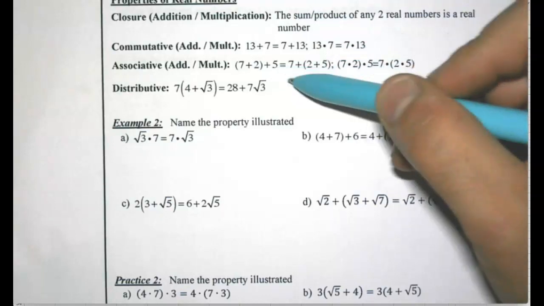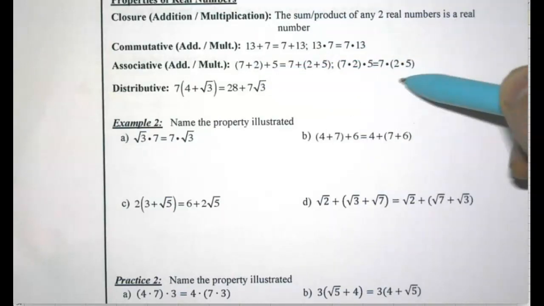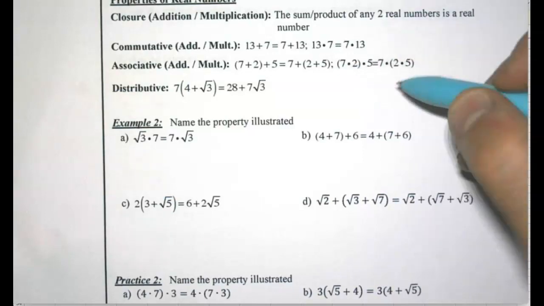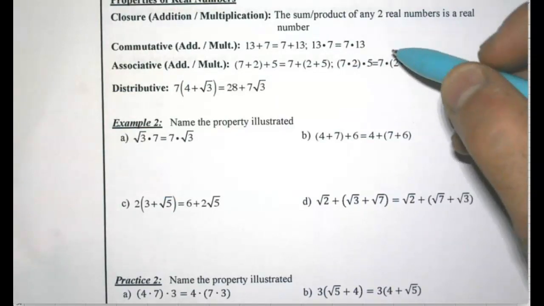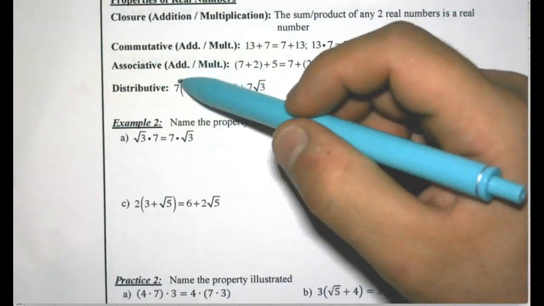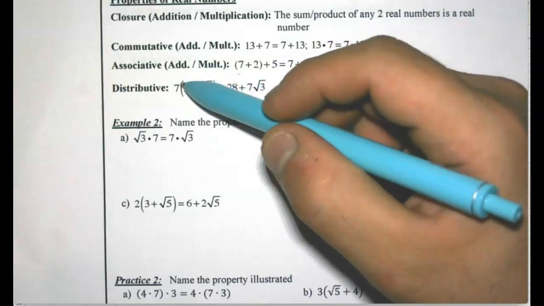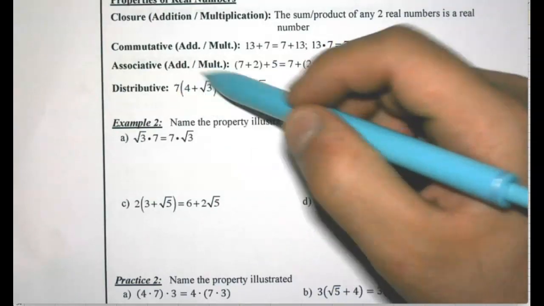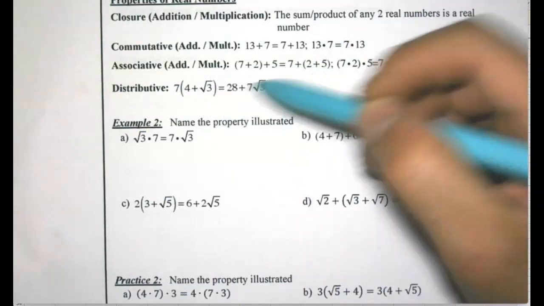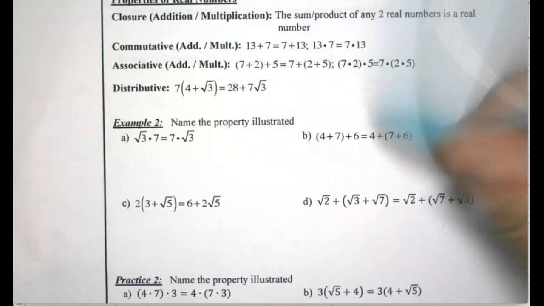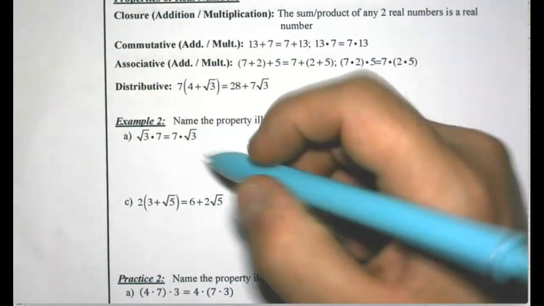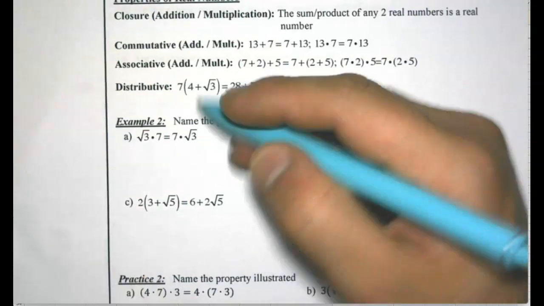Same thing here. If you're just adding or just multiplying and there's parentheses, you can move the parentheses almost wherever you want and it won't change the final answer. So if you're moving parentheses, that's associative. And then distributive is the most familiar one, where we know if we multiply a number that's outside parentheses into the parentheses, we can get a new value, and we're distributing it, right? That's distributive property.